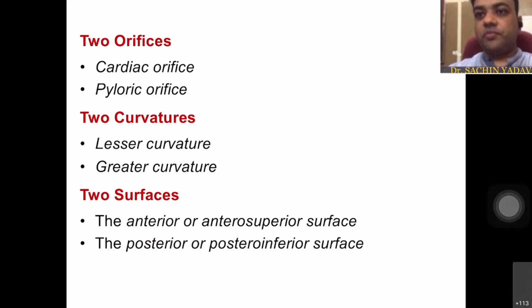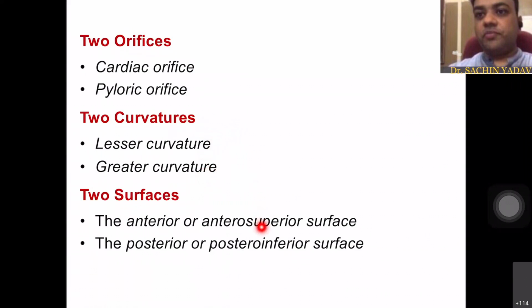What are these two orifices? They are actually the two ends of the stomach: the cardiac orifice and the pyloric orifice. The cardiac orifice is the opening from the esophagus to the stomach, and the pyloric orifice is the opening from the stomach to the duodenum. The curvatures are the lesser curvature and the greater curvature. The right border is the lesser curvature, which has the smaller dimension compared to the left one, known as the greater curvature.